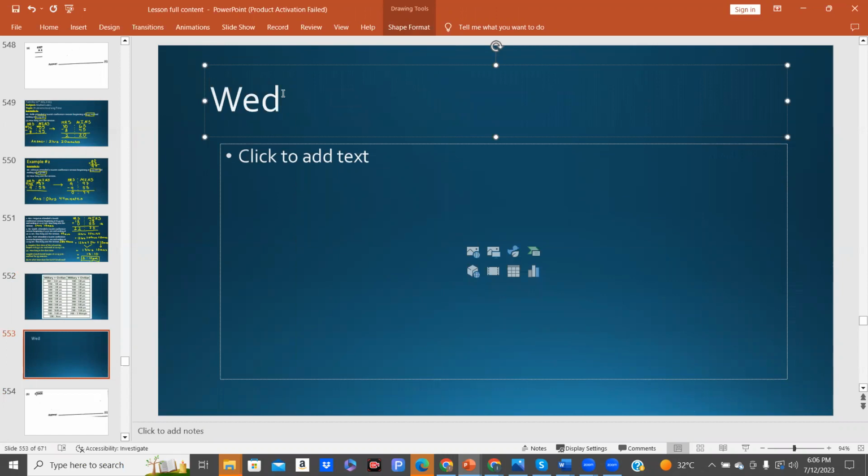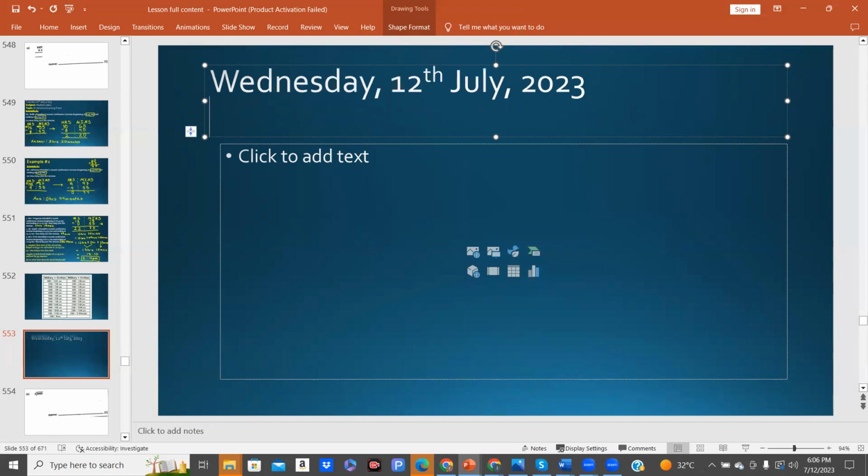Today is Wednesday, the Independence Week, the 12th of July, 2023. The subject is, of course, mathematics. We're going to be doing maths for 2 hours and then English for a solid hour. We have a lot of territory to cover in English.